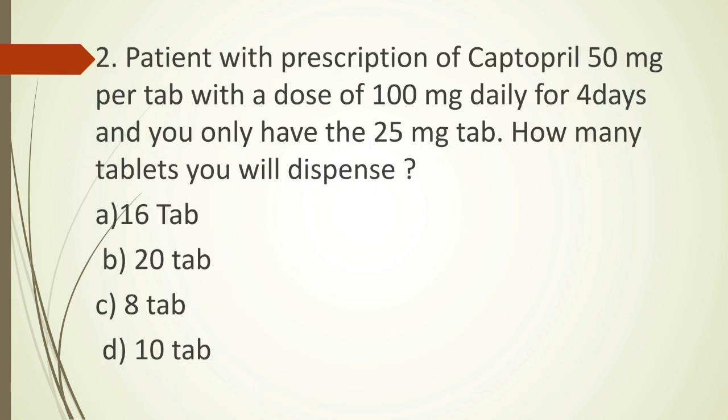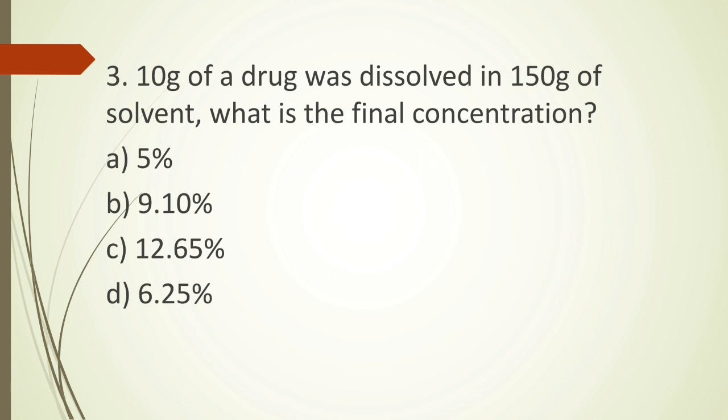The second question: a patient has a prescription of Captopril 50 milligram per tab with a dose of 100 milligram daily for 4 days, and you only have the 25 milligram tab. How many tablets will you dispense? Option A, 16 tab. Option B, 20 tab. Option C, 8 tab. And option D, 10 tab. So we have seen a similar question before. So accordingly, you have to answer this question also. This is a revision portion, and you have to answer it and comment the answer in the comment box. And if there is any doubt, you can comment it and we can discuss it in detail.